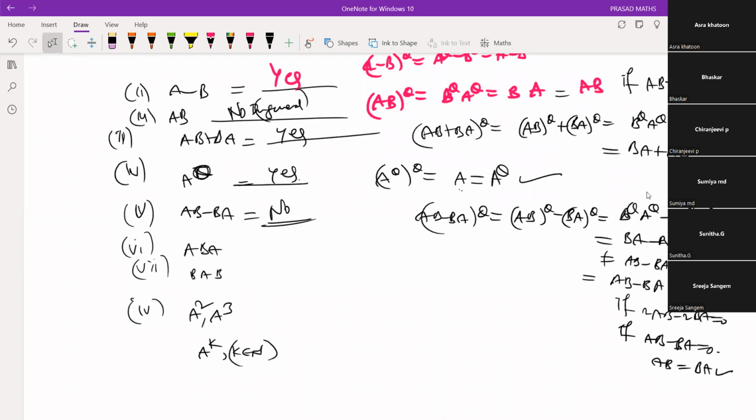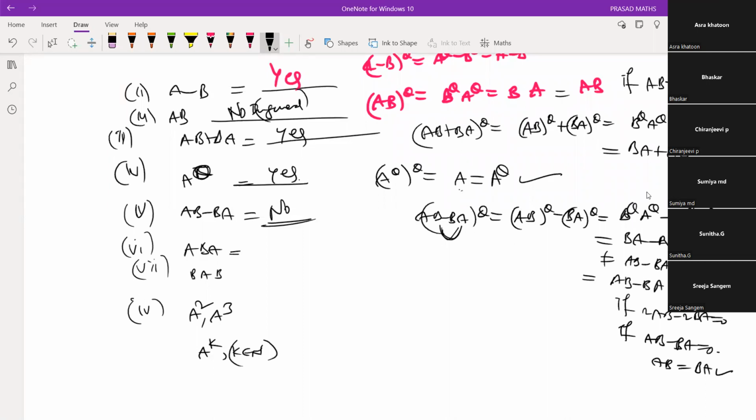So in general, this result may not hold, but whenever AB minus BA equals 0, that means AB equals BA, and this answer is okay. Understand? Whenever AB equals BA, this is the zero matrix, and the zero matrix is always Hermitian. So in general, no, but in some cases, when AB equals BA, automatically it is Hermitian.